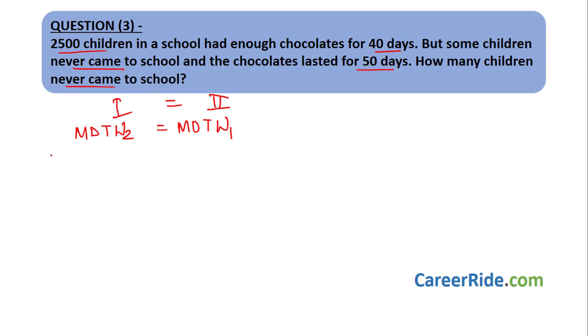Okay. Now, what is the number of men in first case? That is nothing but number of children. 2,500 children in a school. They have enough chocolates for 40 days. So we write number of days as 40. Do we know the time over here?